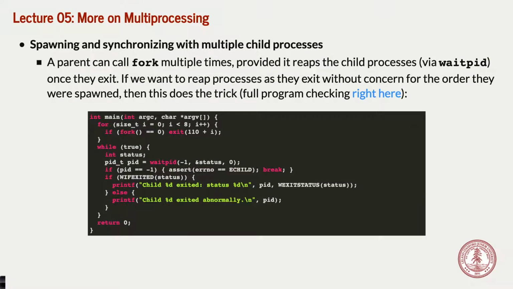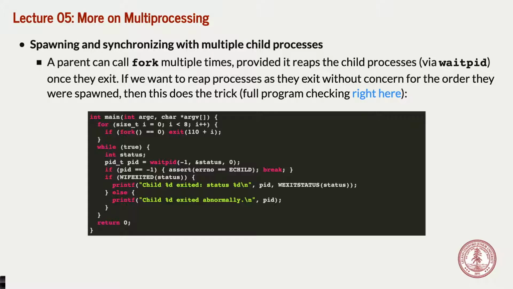Okay. Let's look at another one. Let's say that we want to do some more synchronization, where we want to fork multiple times, and then what we call reap all of the processes. In other words, whenever the children end up ending, we want to get all of those and print out, let's say, all of their exit statuses.